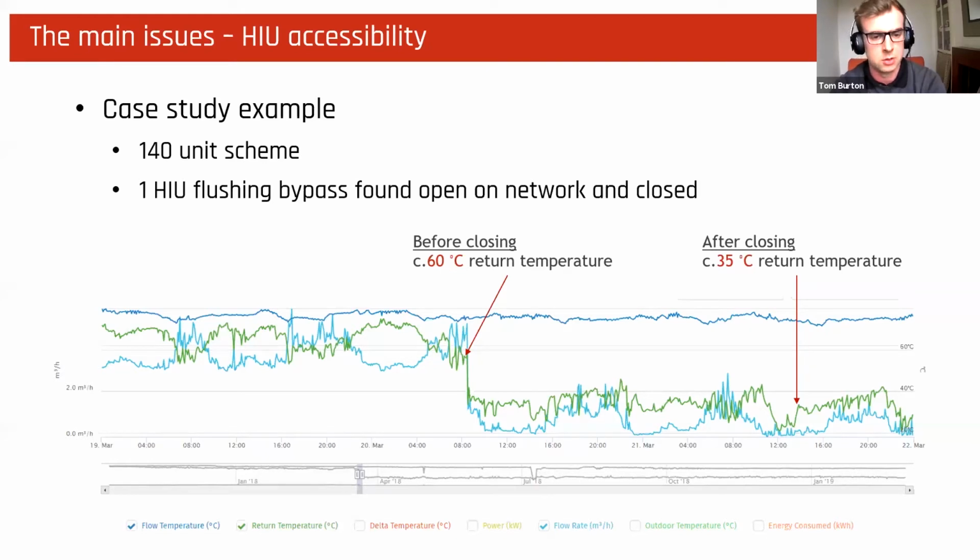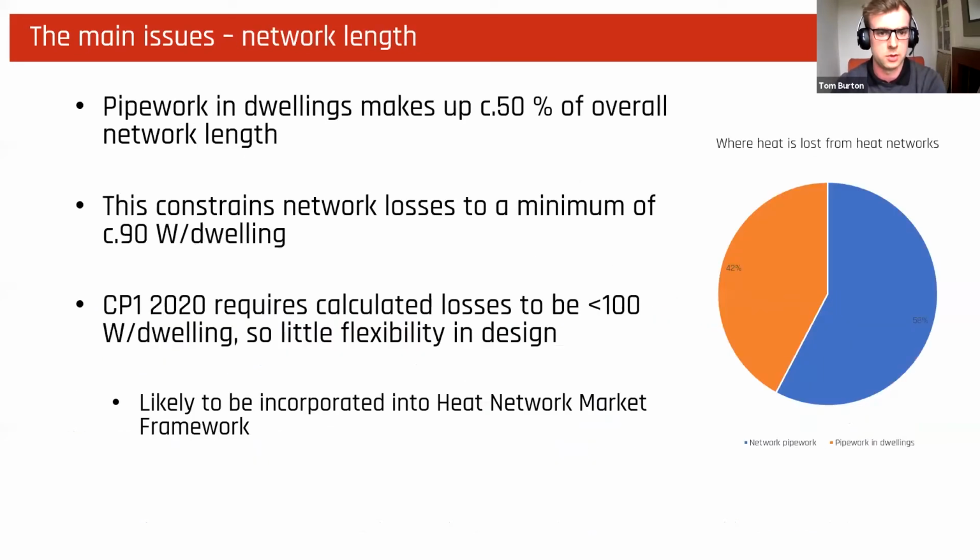The other main issue that we see with the current configuration is the overall length of the network, and more specifically the terminal run. So this is the pipework within dwellings. Whilst when you're in a flat it doesn't look like a significant amount of pipework, across the entire development, pipework in dwellings is about 50% of your overall network length. And this constrains your losses to a minimum, even if you optimize from a temperature perspective and an insulation perspective. The best you can hope for is about 90-ish watts per dwelling heat losses.